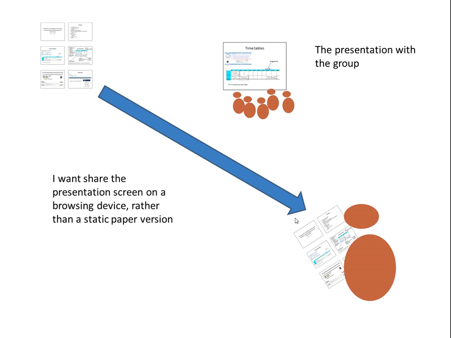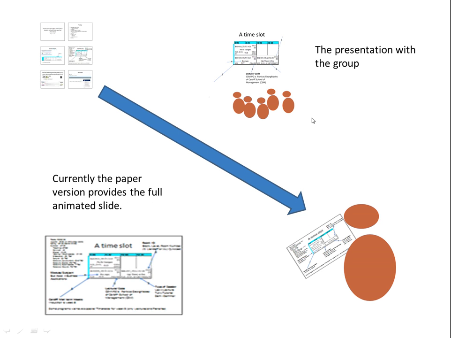What I want to do is to share the presentation screen on some sort of browsing device rather than provide a sort of static paper version. I want the person I'm giving these slides to see exactly what's on the screen at the same time and at the same pace as I'm presenting the work.